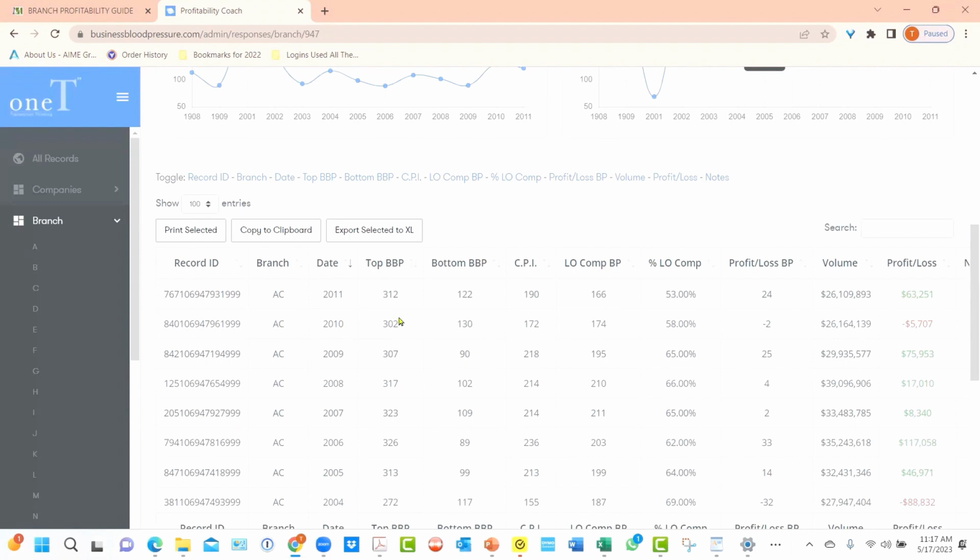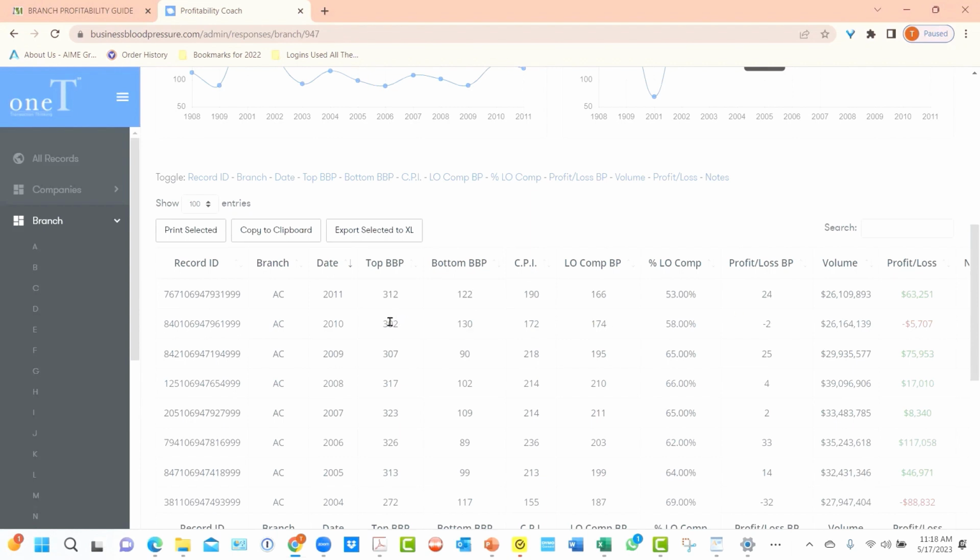What's the difference? 312 versus 302. They made 10 basis points more on the top number. They lost 8 basis points, made 8 basis points more on the bottom number. That's a cumulative 18 basis points. Their CPI is 18 basis points higher, and their LO comp was only a little bitty 8 basis points lower than the branch that lost money. So if I add all that up, 18 plus 8, I'm at 26. This branch lost 2 basis points. This branch made 24. Little bitty tweaks.